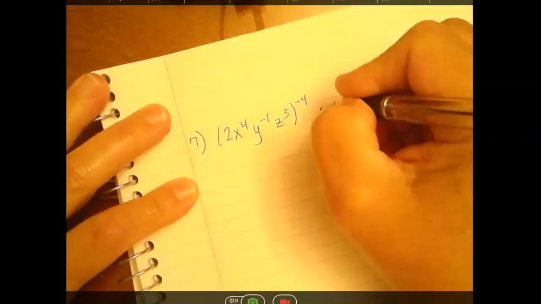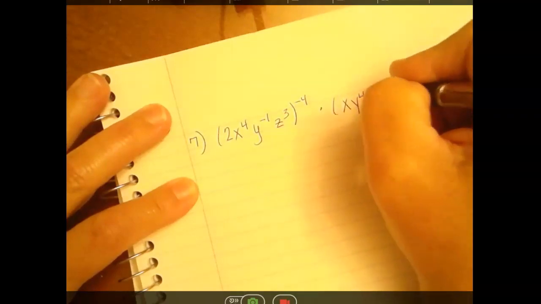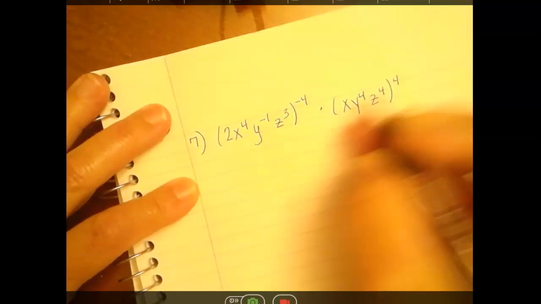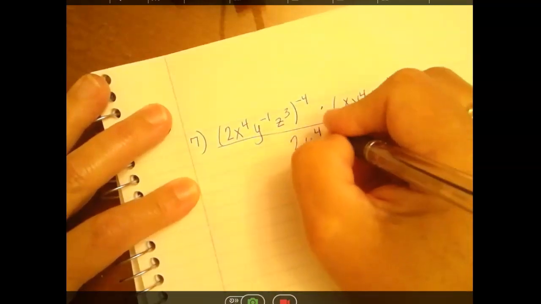2x to the 4th, y to the negative 1, z to the 3rd, in parentheses to the negative 4 power, times, parentheses, x, y to the 4th, z to the 4th, all to the 4th power, over y to the 4th, z to the 4th.